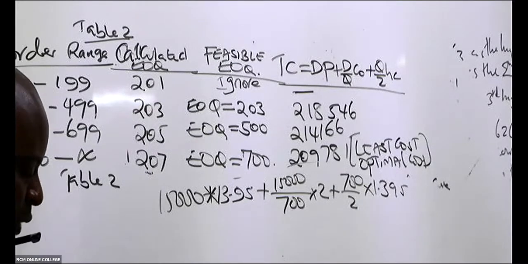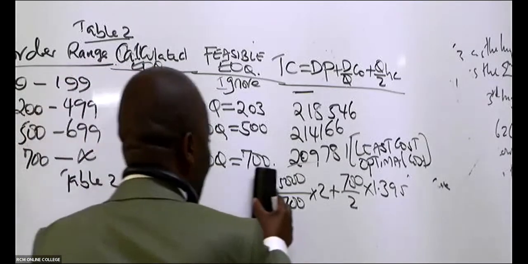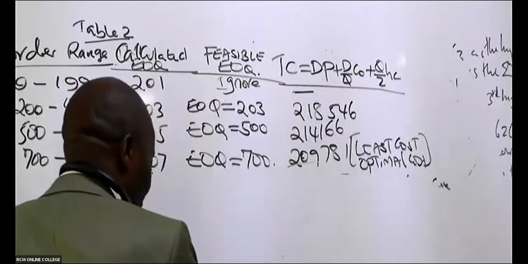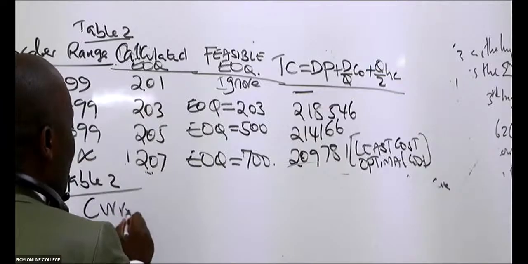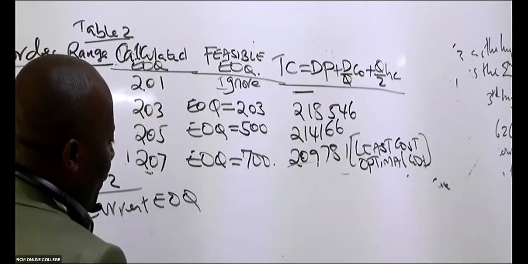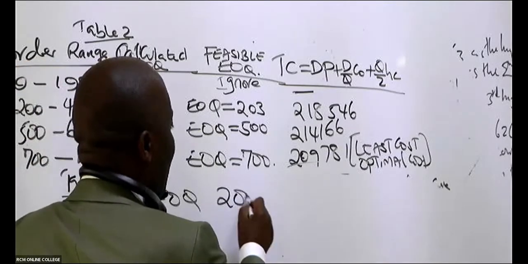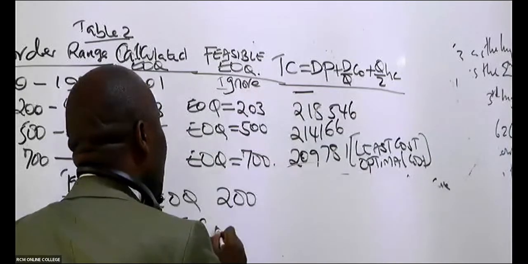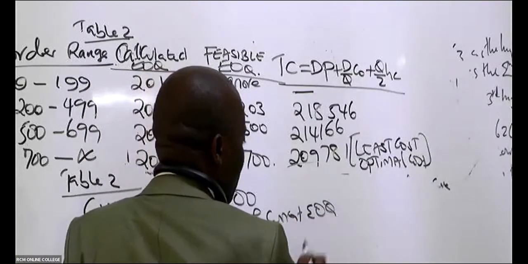Now, ladies and gentlemen, please listen to me very well. Remember, in this question we have a current EOQ. What is the current EOQ? Can somebody read it from the question? It is 200. Remember, it is always important to get the total cost of the current EOQ.